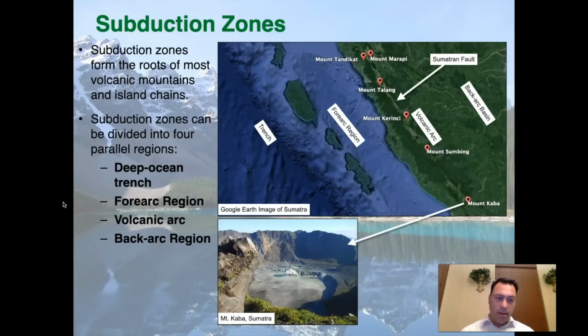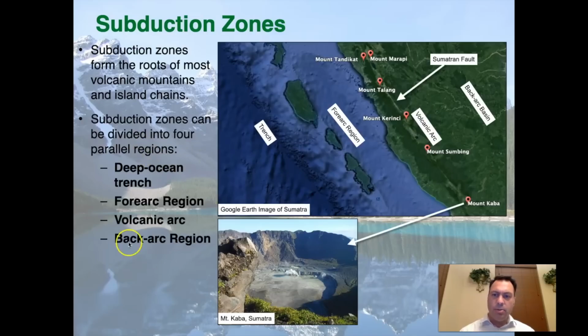And when they discovered how big these things were and how majestic they were, they realized that these subduction zones were really parts of mountain belts that extended for thousands of miles. So subduction zones form the roots of most volcanic mountains and island chains. Subduction zones can be divided into 4 parallel regions.